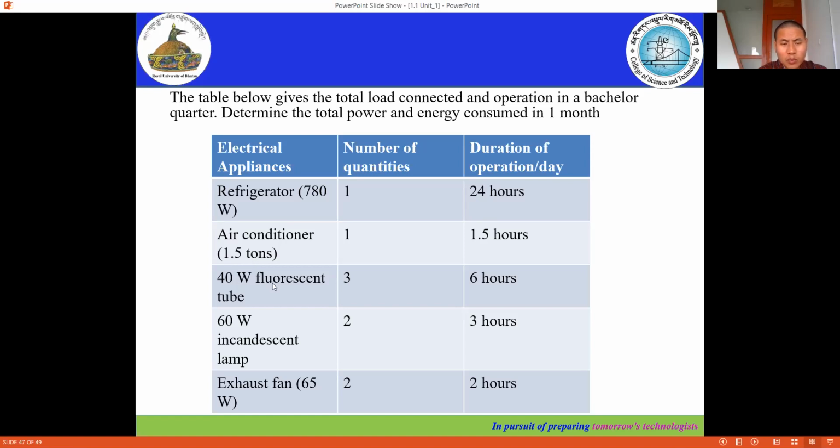And then a 40 watt fluorescent tube, and it's also using an incandescent lamp, which is rated 60 watt, and we have an exhaust fan. And then here are the number of appliances: one refrigerator, one air conditioner, 3 fluorescent tubes, and 2 incandescent lamps of 60 watt, and the number of exhaust fans. And then here are the operation hours. So let's calculate the total power and the energy consumed in a month.